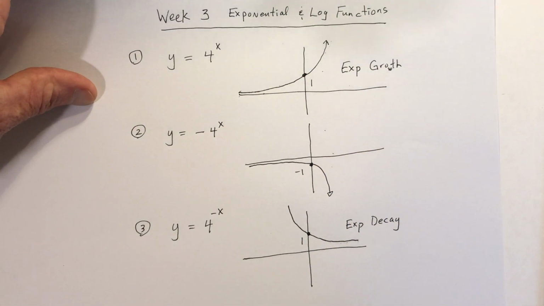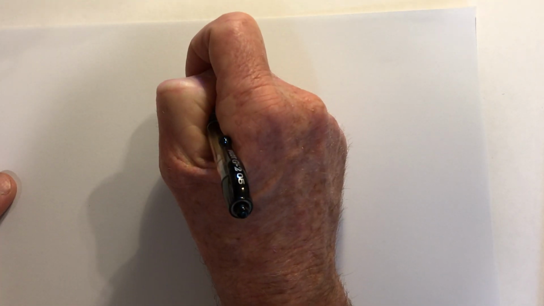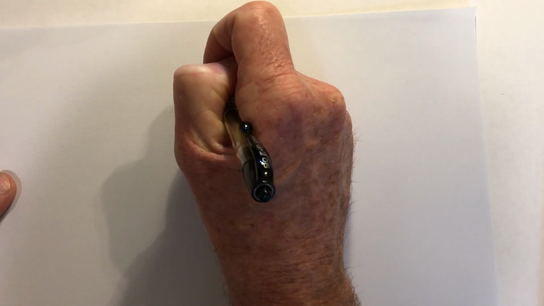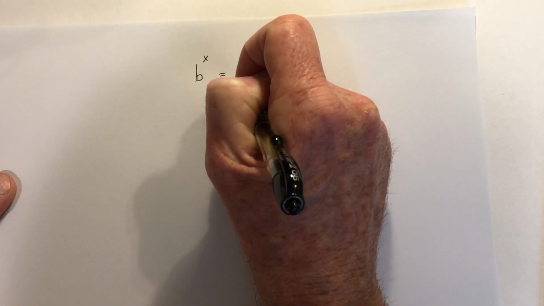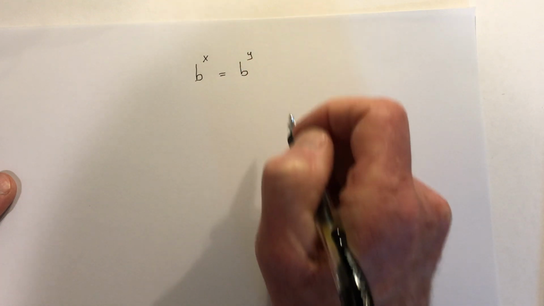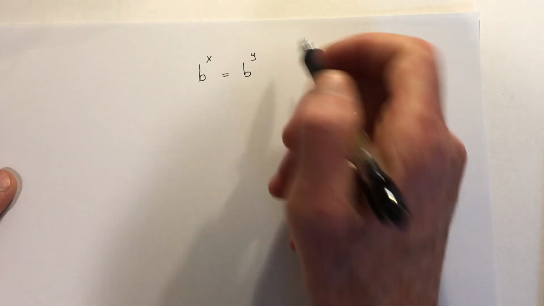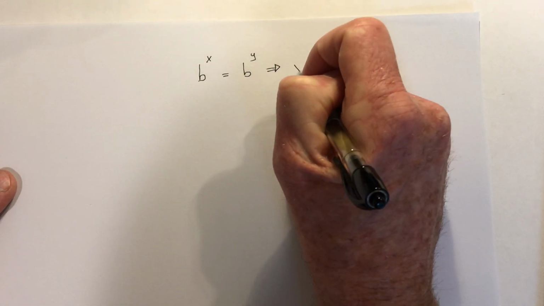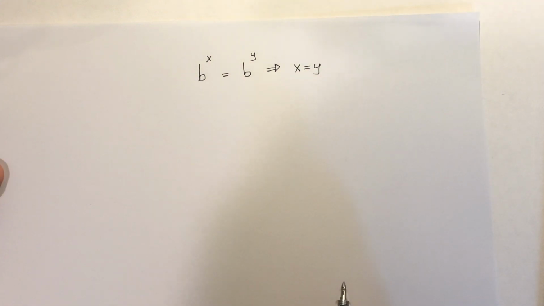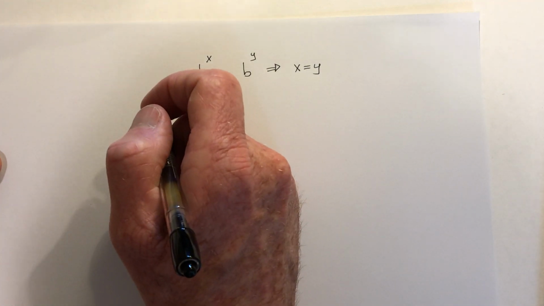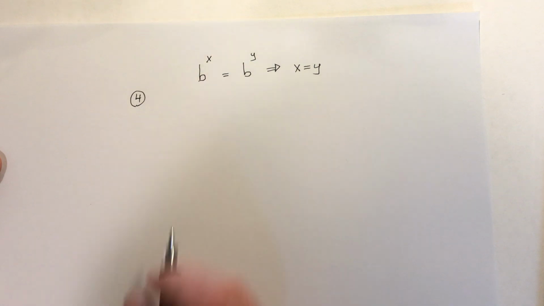Okay, next up, now that we've done graphing, solving some exponential functions. So there's this rule that says if you have something raised to a power, and then you have the same base raised to a different power, then since the b's are the same, that means the x has to equal the y. So this implies or leads to the fact that x has to equal y. So that's what we're going to use for the next 3 examples. So this must be example number 4.